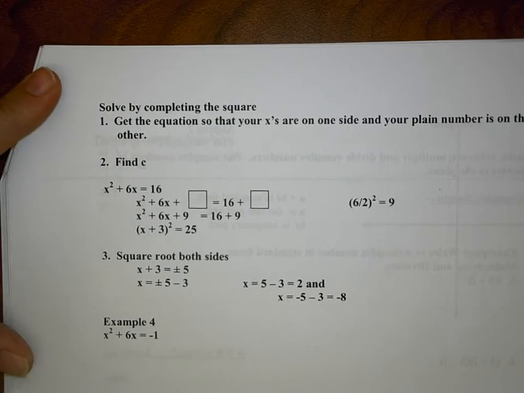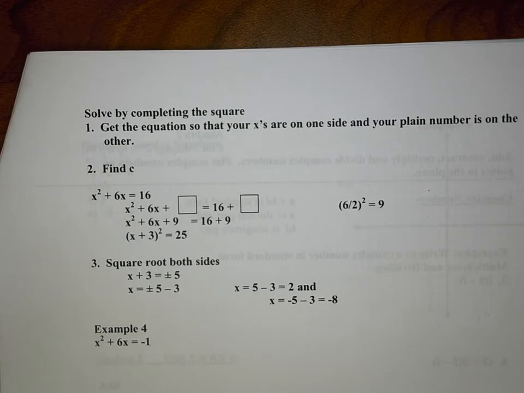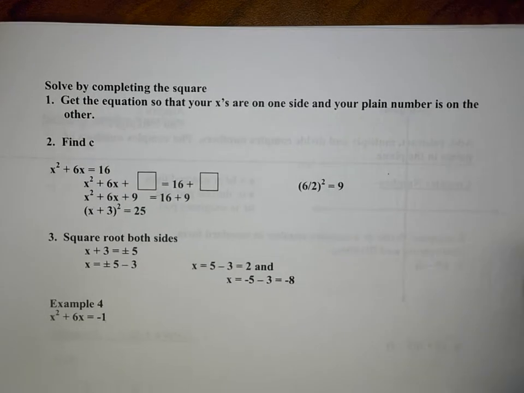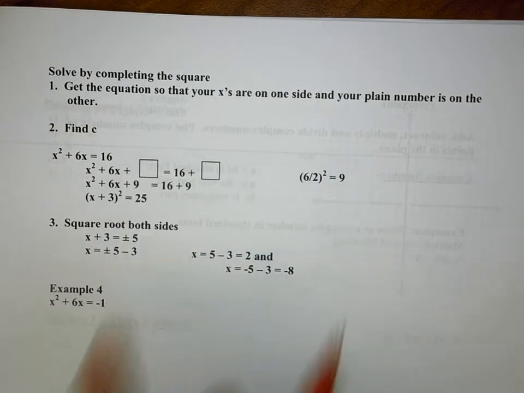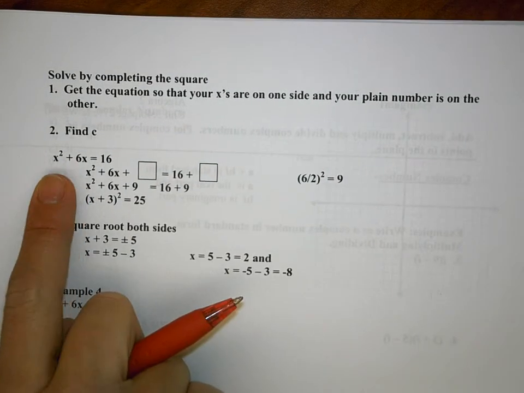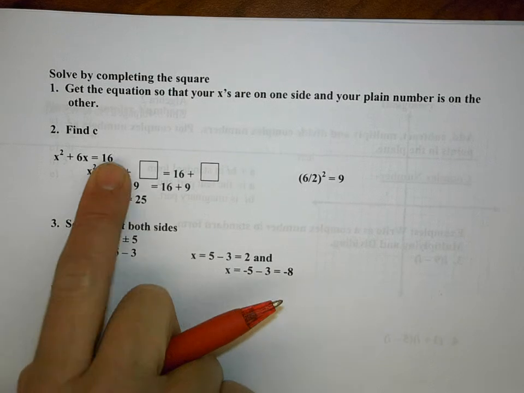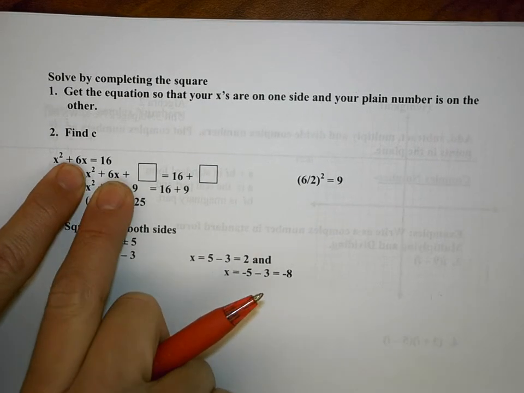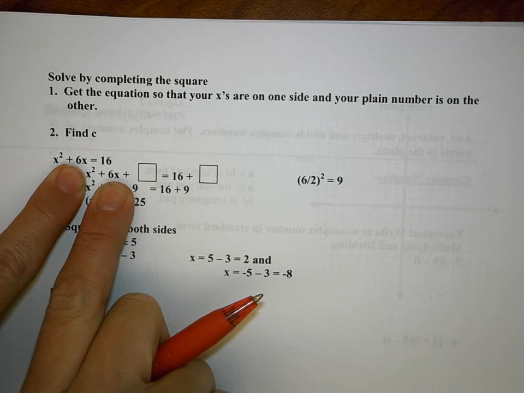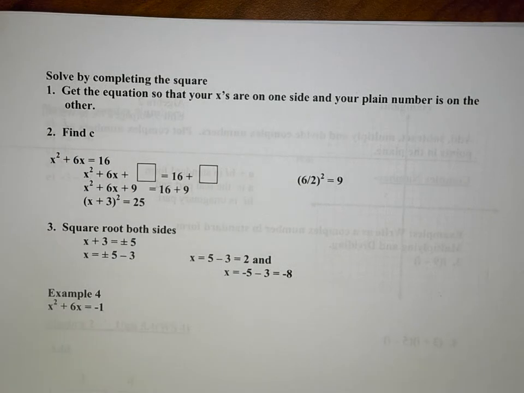So this is just kind of set up how your homework is. It's like having you practice this stuff until you get to a problem where you're actually doing the work that you are meant to do. So when you are completing the square, you want to get the equation so that your x's are on one side and your plain number is on the other. So what I mean by that is you have this equation x squared plus 6x equals 16. Do you see how all the x's are on one side and then my plain number that doesn't have an x is on the other side? Do we understand that? Okay, so if you're completing the square, that's what you want to do.